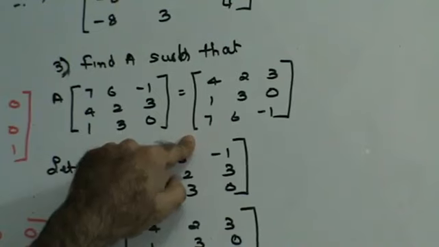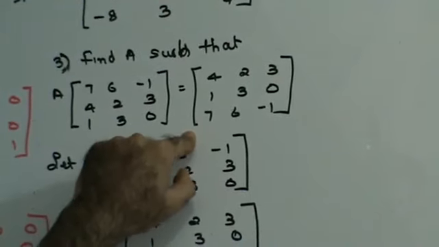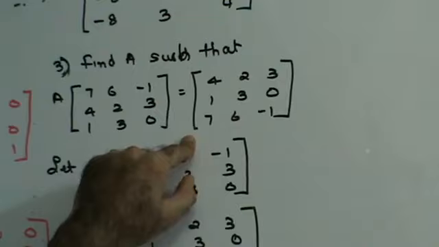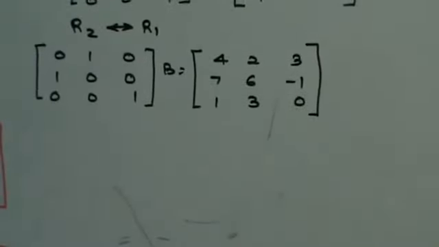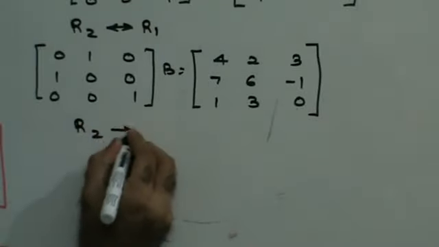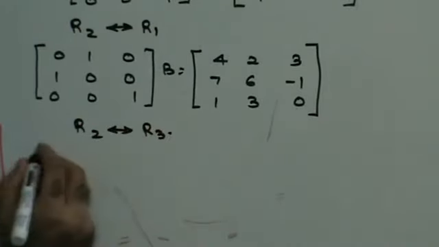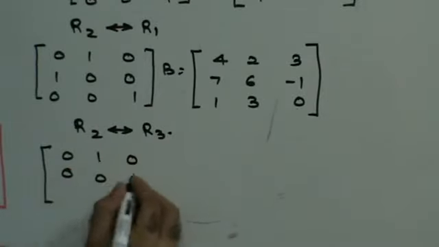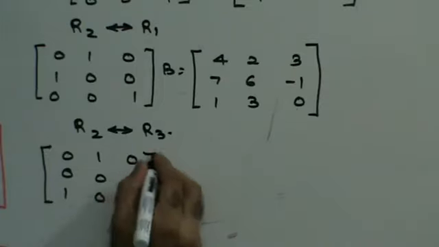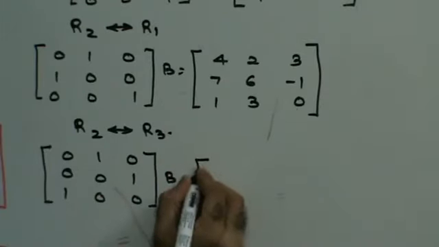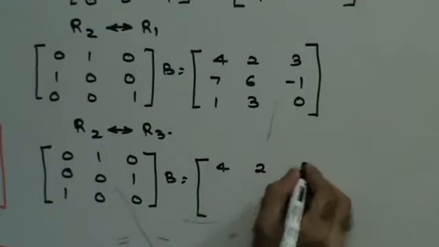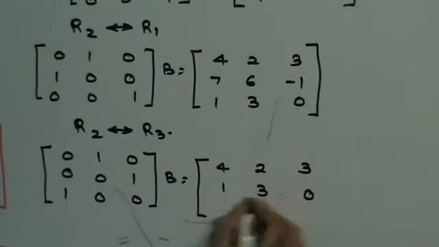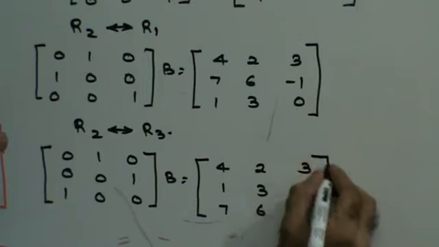Where do I need 7 6 minus 1? I need 7 6 minus 1 in the third row. Where do I have 7 6 minus 1? In the second row. Interchange the second row and the third row. If I interchange the second row and the third row, I'll get 0 1 0, 0 0 1, 1 0 0 into B is 4 2 3, 1 3 0, 7 6 minus 1.